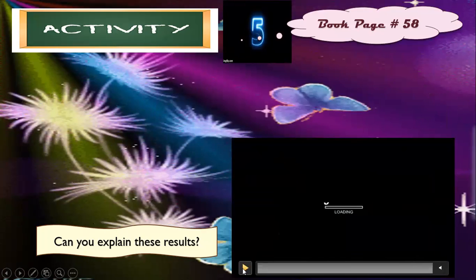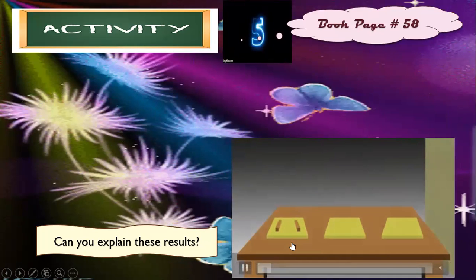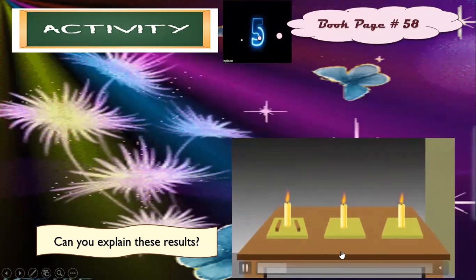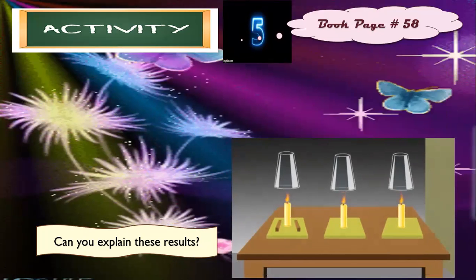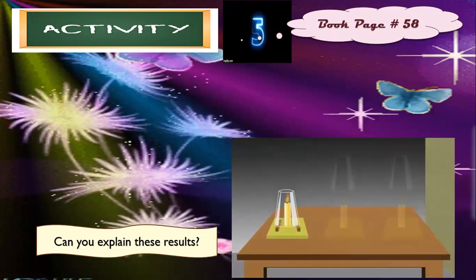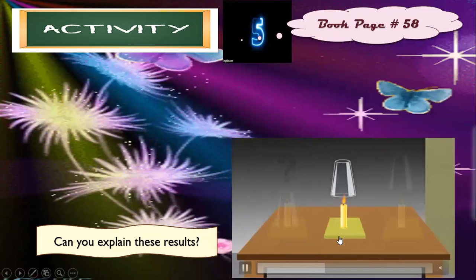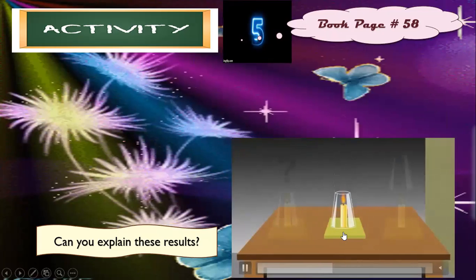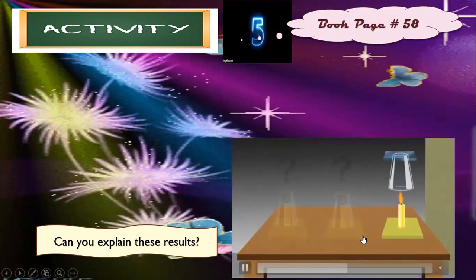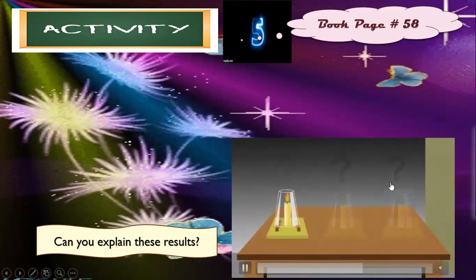So is everyone ready? We are going to perform an activity. We are taking 3 burning candles on a table and covering them with glasses whose bases have been removed. Now put the glass over the first candle in such a manner that it rests on wooden blocks, as you can see on the screen. Place the glass over the second candle in such a manner that it simply rests on the table, and place a glass plate over the third candle. There you go. Now, what do you observe?